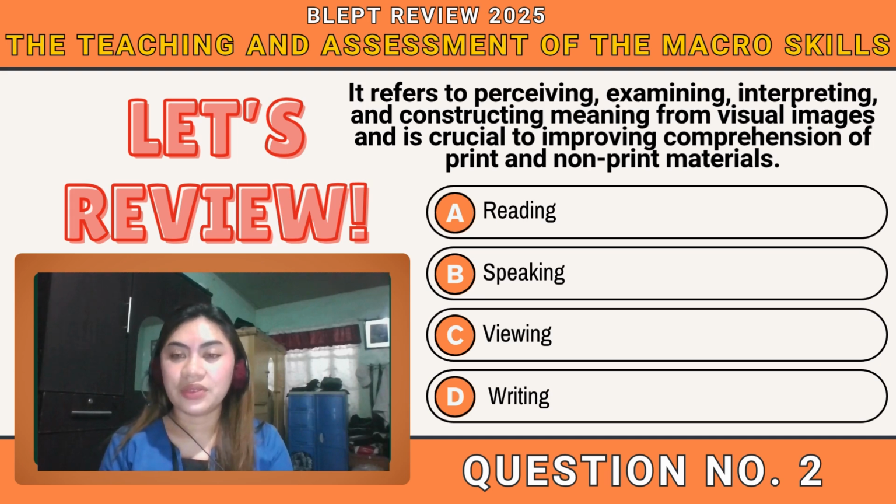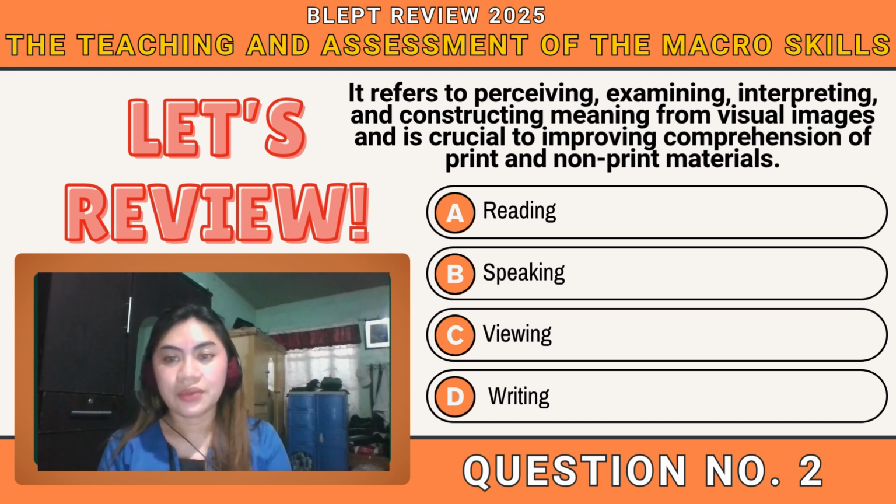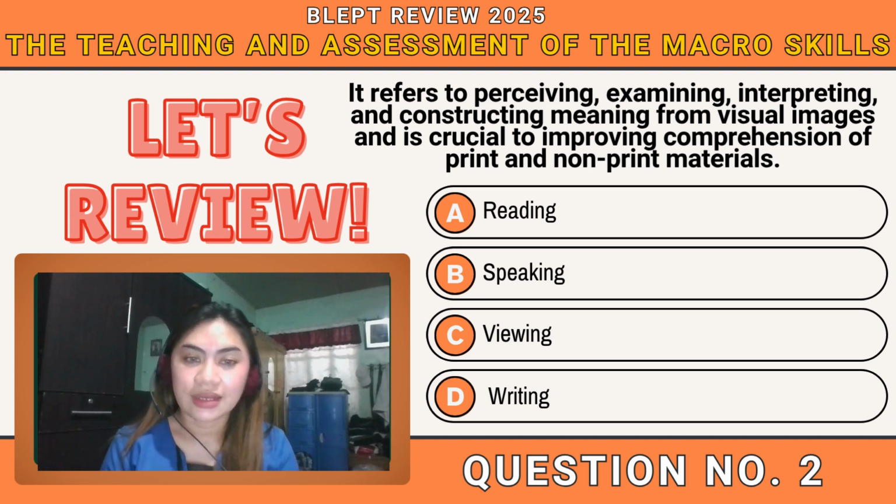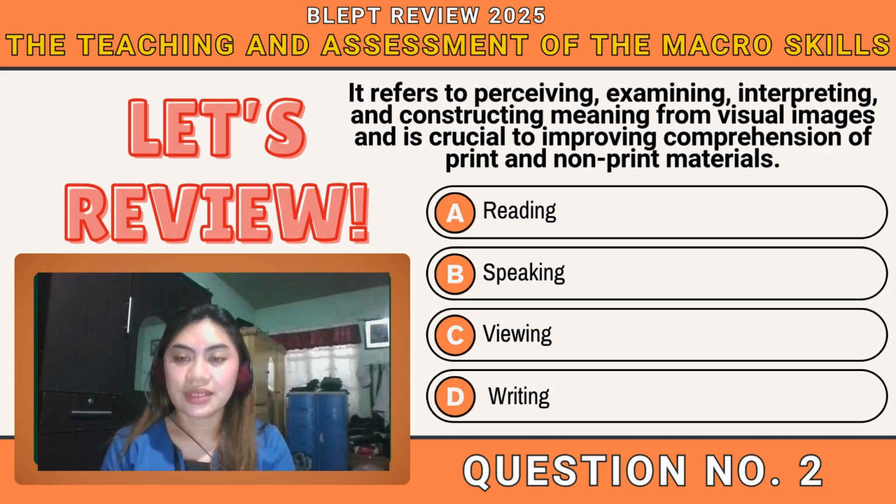Okay, question number two. It refers to perceiving, examining, interpreting, and constructing meaning from visual images and is crucial to improving comprehension of print and non-print materials. So, is it A, reading, B, speaking, C, viewing, or D, writing? So, your timer starts now.